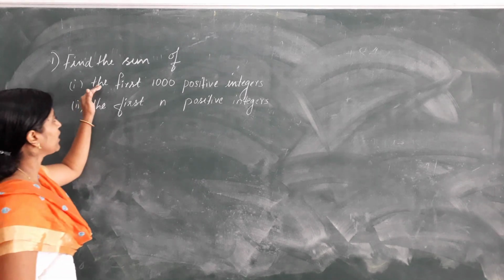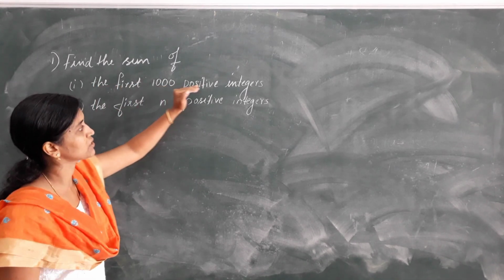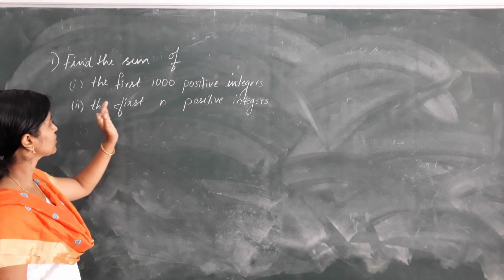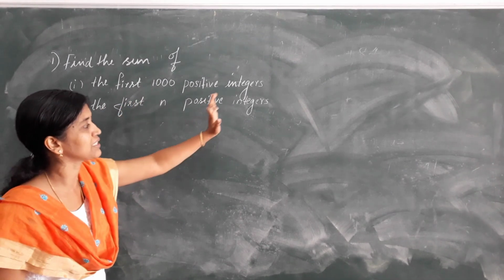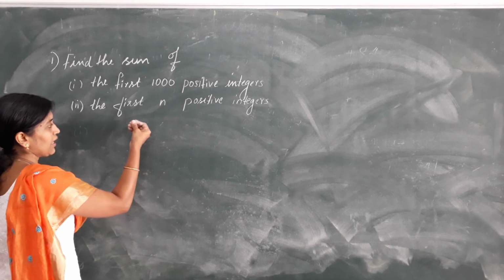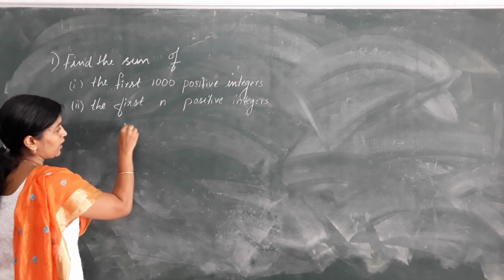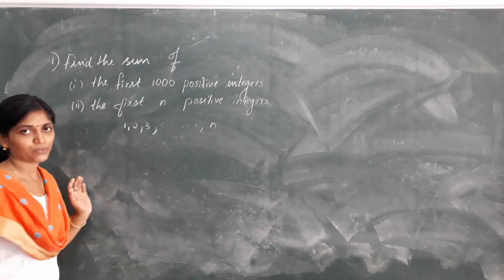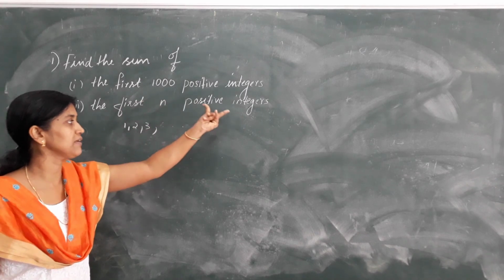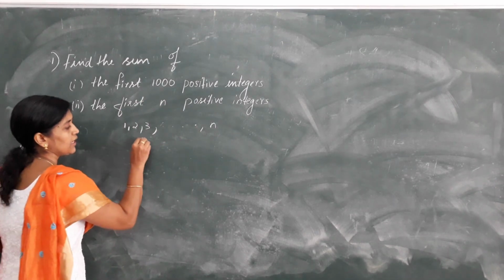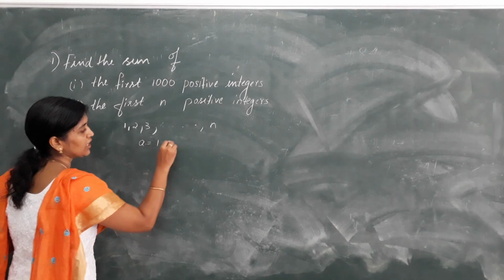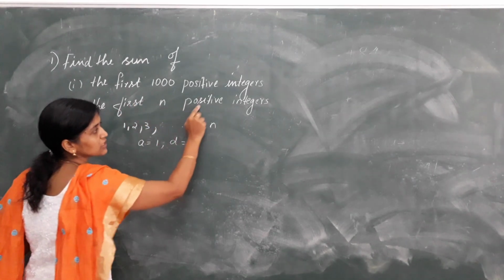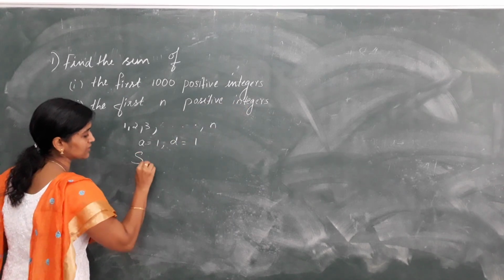Here we are asked to find the sum of the first n positive integers. So again, positive integers are 1, 2, 3, etc., n. Since we are asked for n positive integers, here also a will be equal to 1 and d also will be equal to 1. And the sum of the first n positive integers, you can write as Sn.